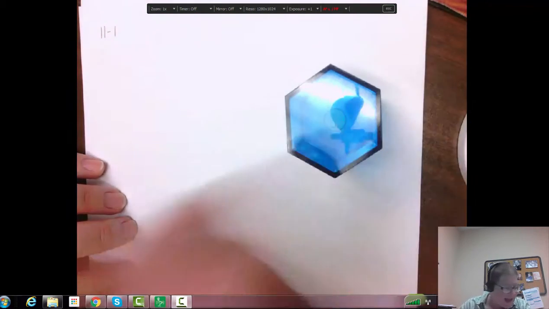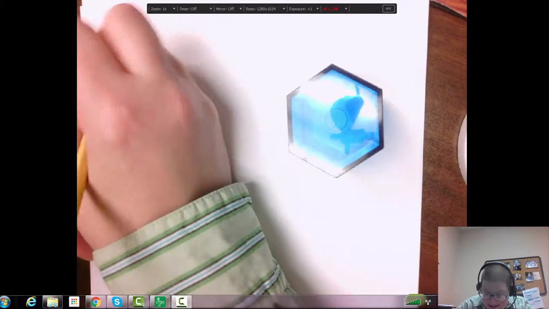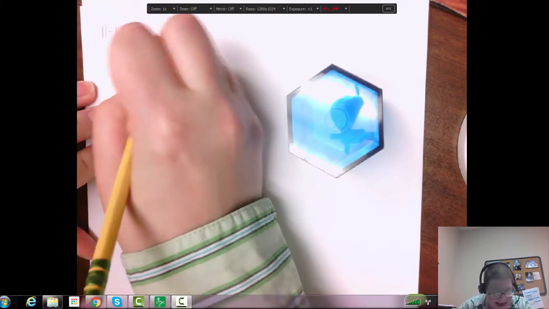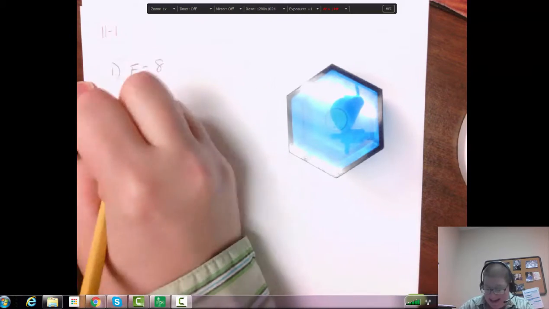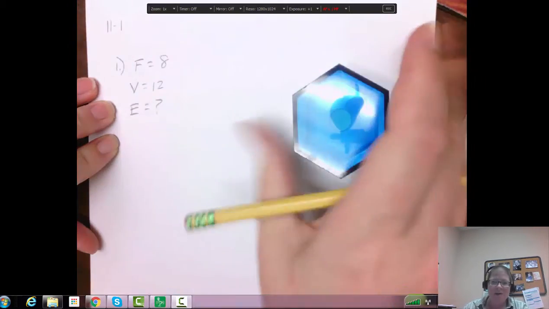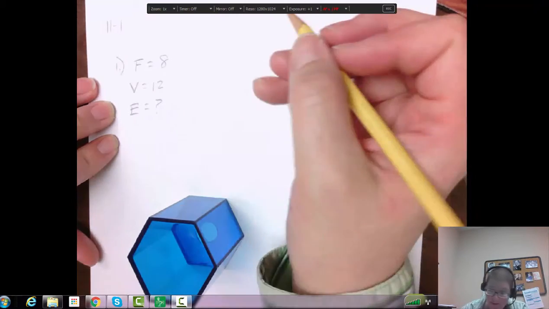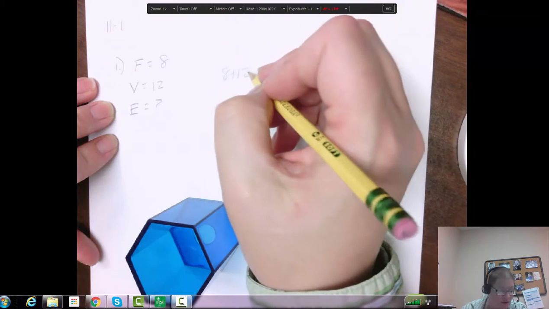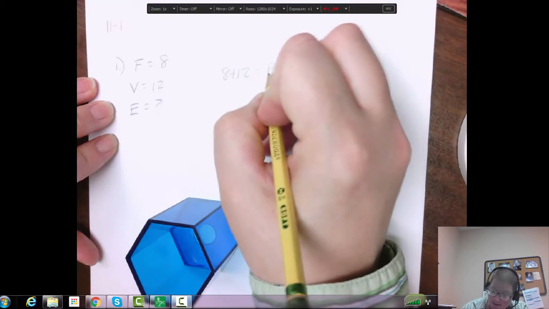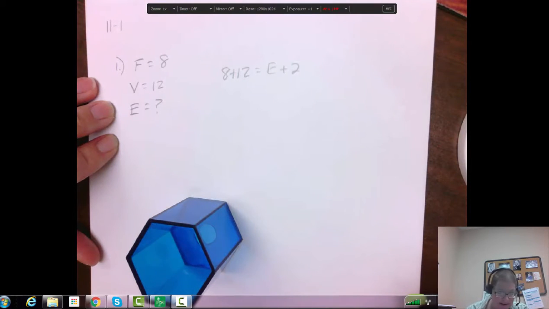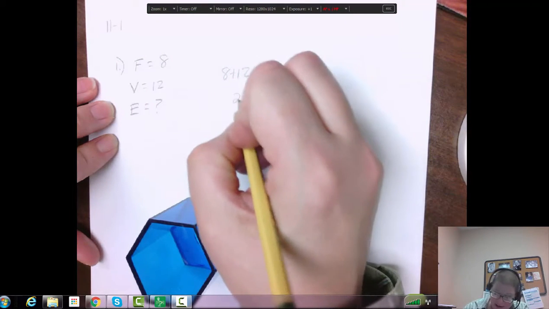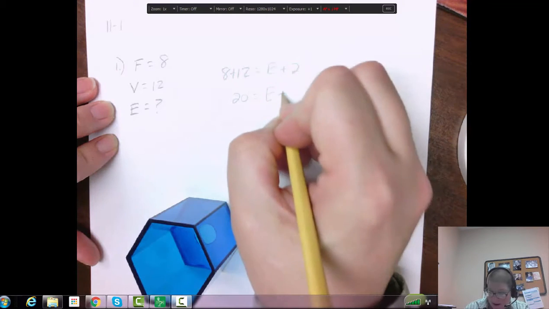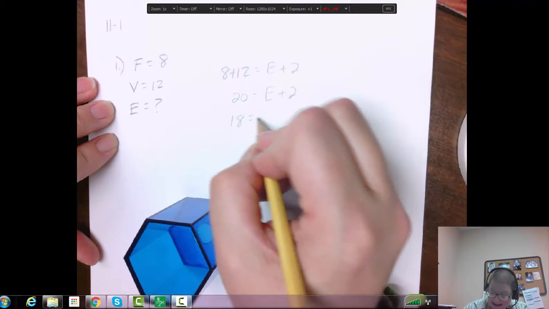What if I'm looking at a hexagonal prism? Here's my hexagonal prism, and I'm told that the number of faces is 8 and the vertices is 12. How many edges does it have? We could use Euler's rule: 8 plus 12, because faces plus vertices has to equal edges plus 2. 8 and 12 is 20. Then subtract the 2 and you have 18 edges.